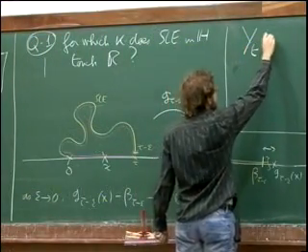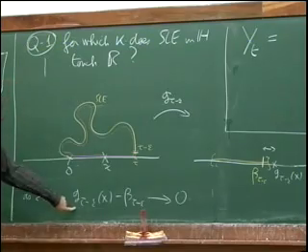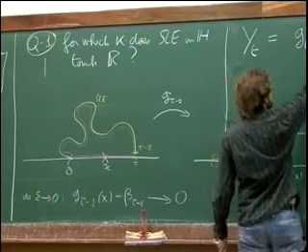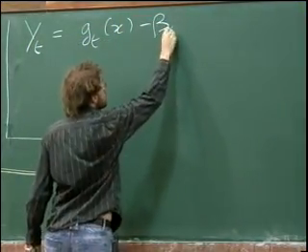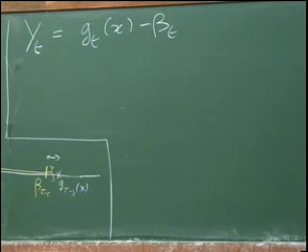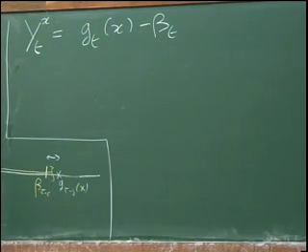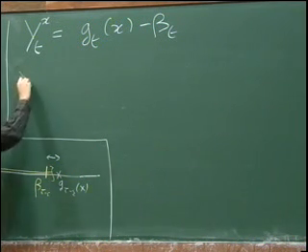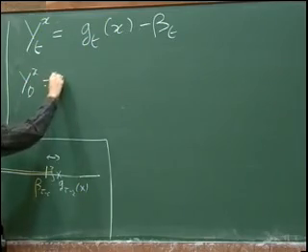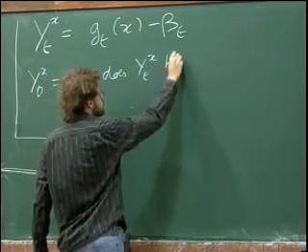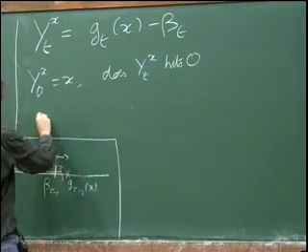So define Y_t to be exactly this process here. So it's g_t of x minus beta_t. So it's some random process. It's equal to x at time 0. So maybe I will denote it by Y_t^x to really write that it starts at x. So Y_0^x is equal to x. And we want to know if Y_t^x hits 0 in finite time.